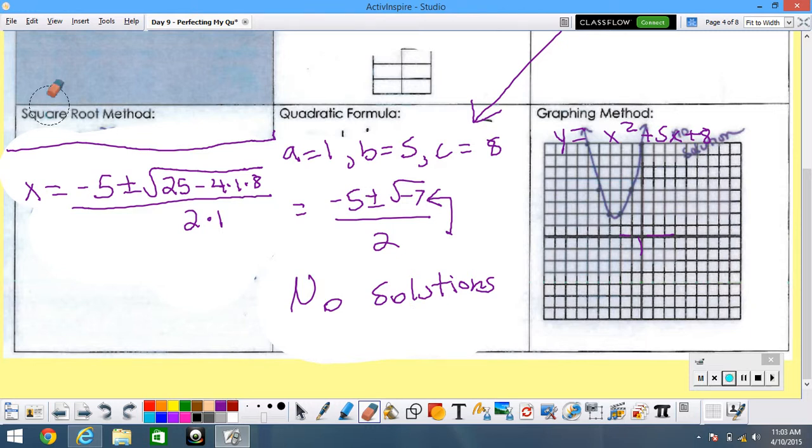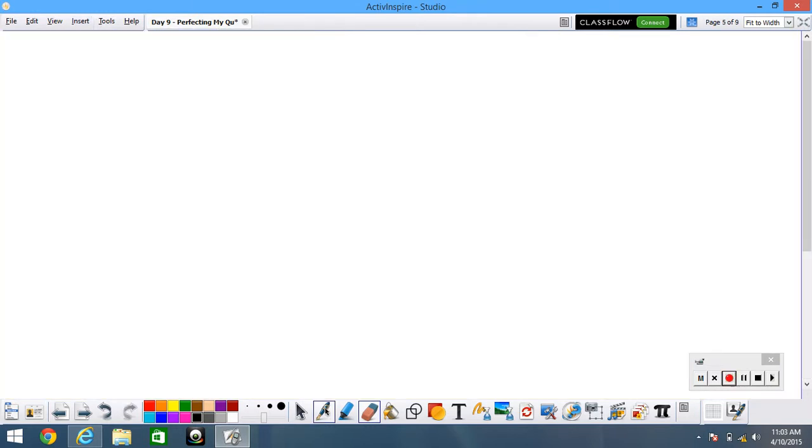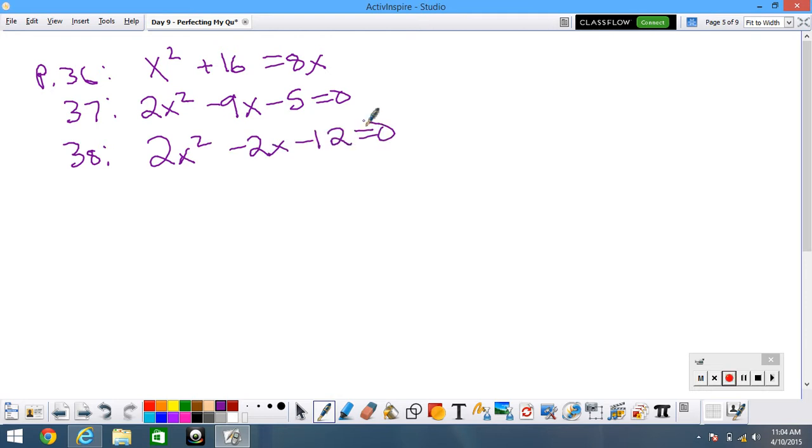Now, what I would like you to do is we're going to fill in the equations for the next ones. On page 36, I want you to write down x squared plus 16 equals 8x. On page 37, I want you to write down 2x squared minus 9x minus 5 equals 0. And the last one on page 38, I want you to write down 2x squared minus 2x minus 12 equals 0.